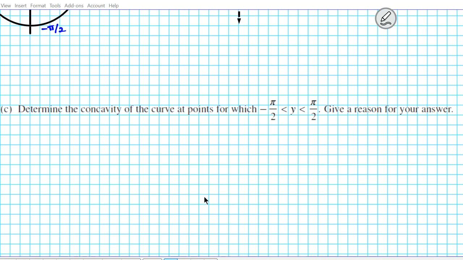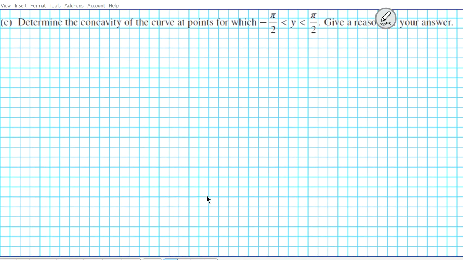Alrighty, let's take a look at the C part. Part C says determine the concavity of the curve at points negative pi over 2 less than y less than pi over 2. Give a reason for your answer. Okay, so how do we know the concavity of a function? How do we know the concavity on an interval? Well, let's take a look at our fun charts to help us out.